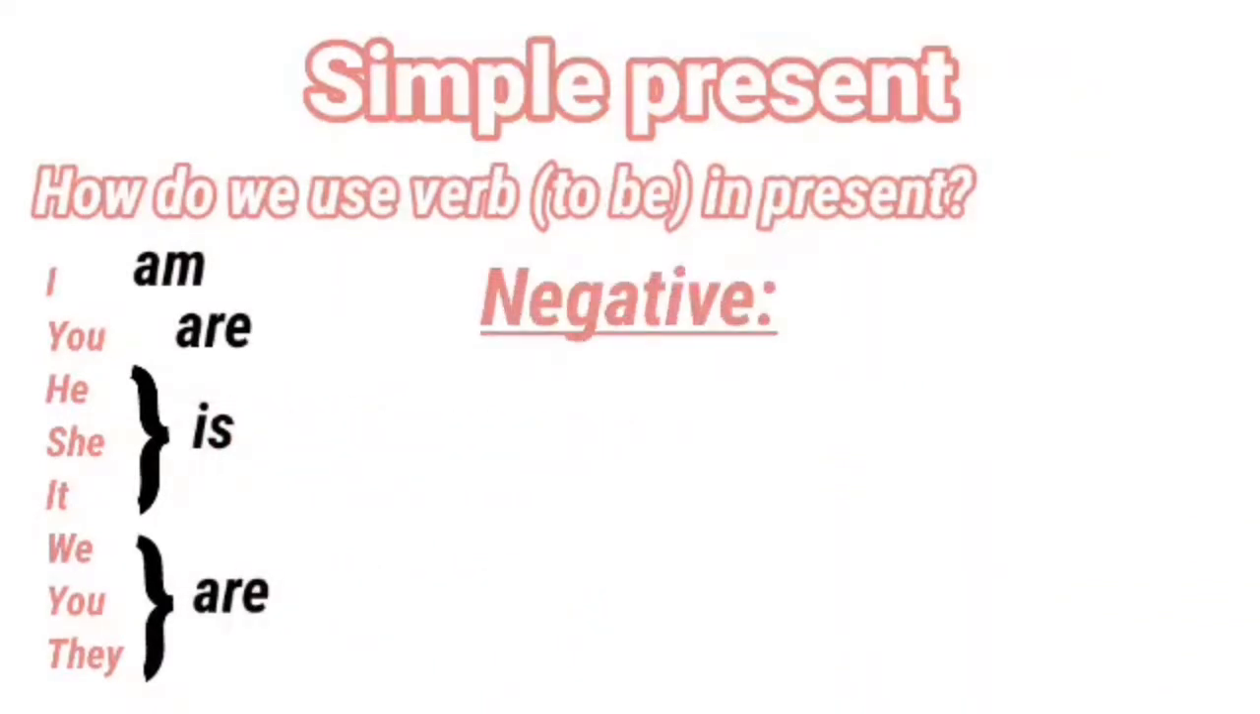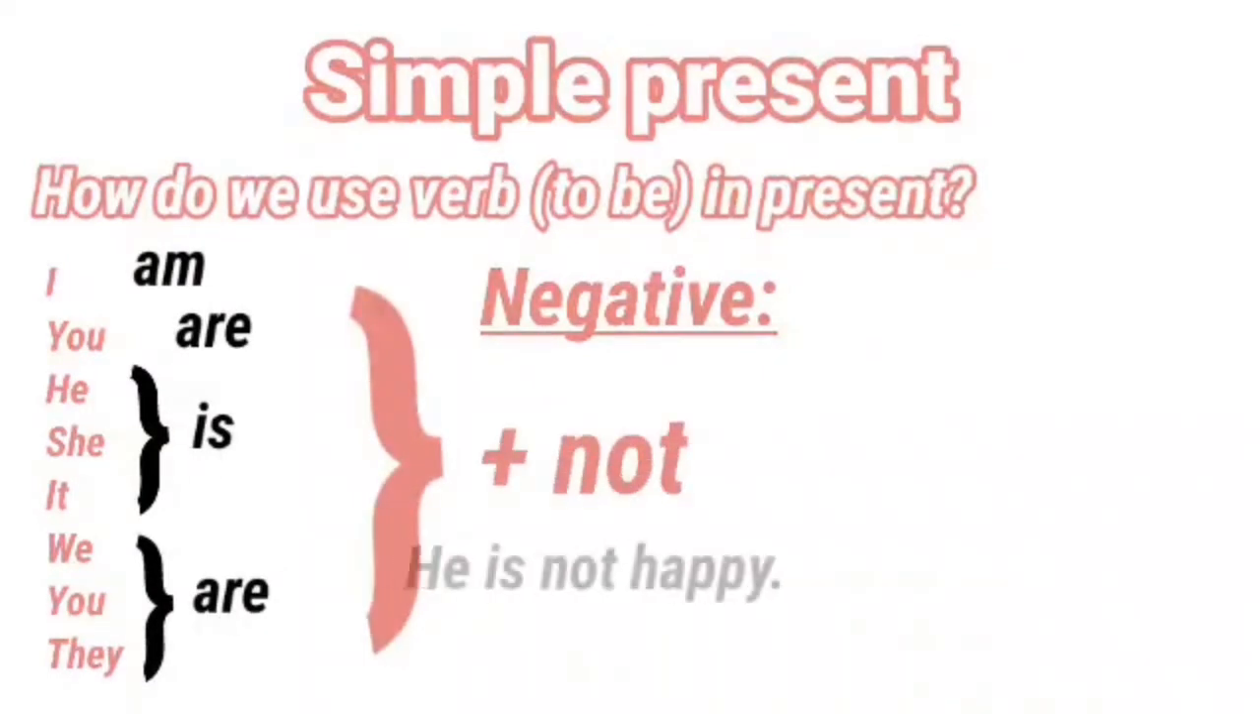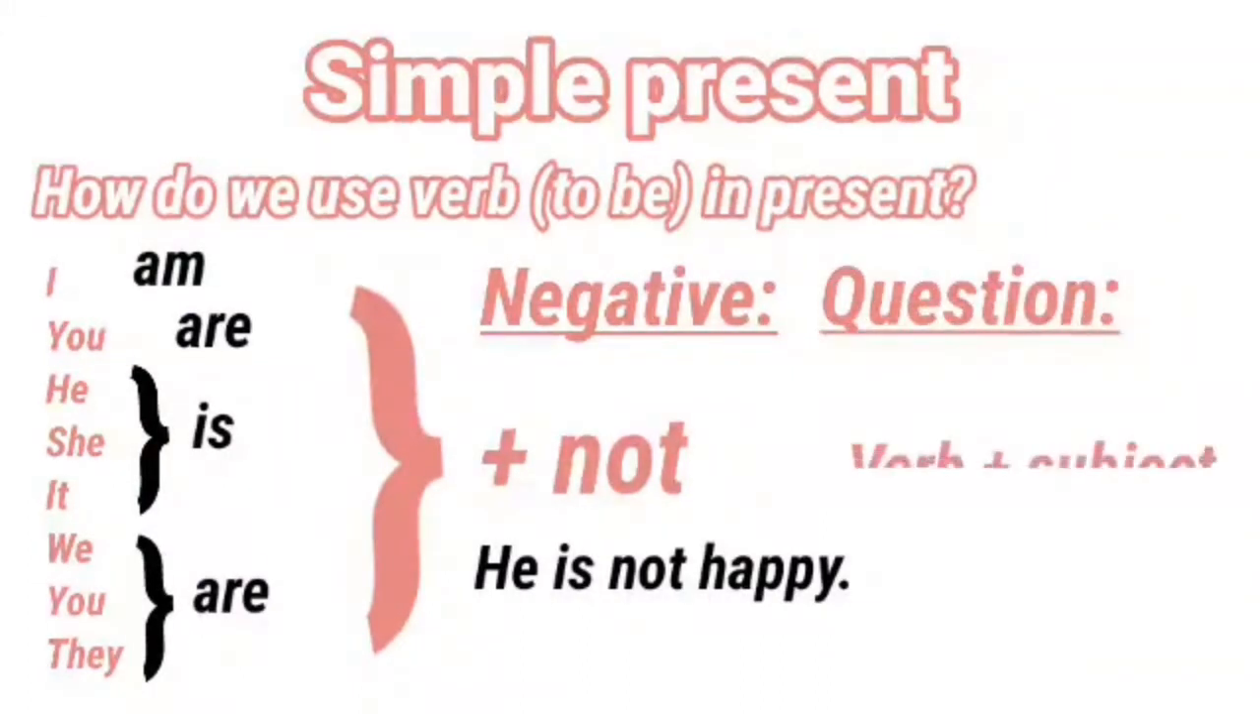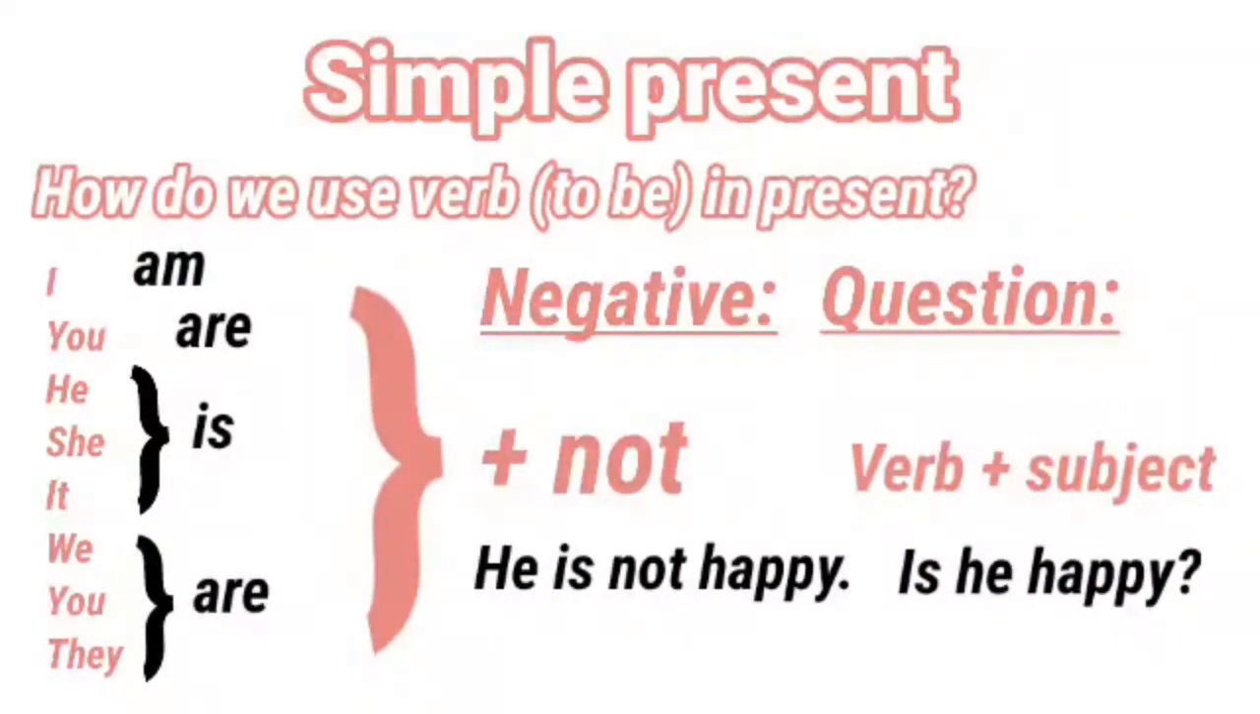For the negative, we add not. For example, he is not happy. For the question, we put the verb, then the subject. Is he happy?